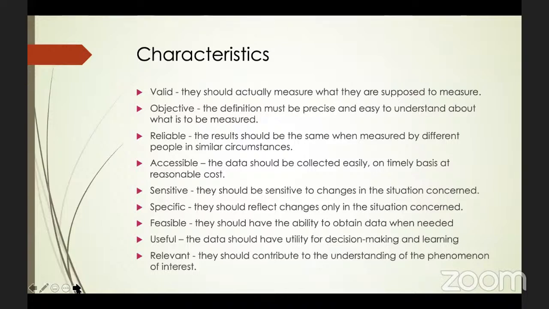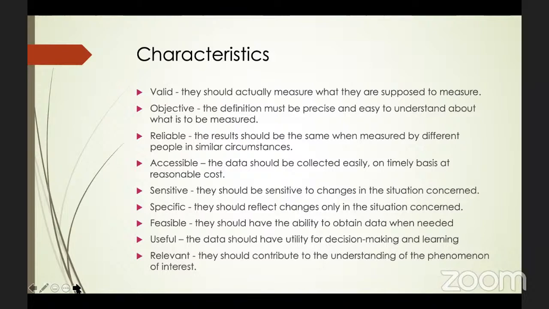So we have a couple of characteristics that you should see when using the health indicators. One of them is that the health indicators should be valid. They should actually measure what they are supposed to measure. The definition must be precise and easy to understand about what it is that is to be measured. They should also be reliable. The results should be the same when measured by different people in similar circumstances.